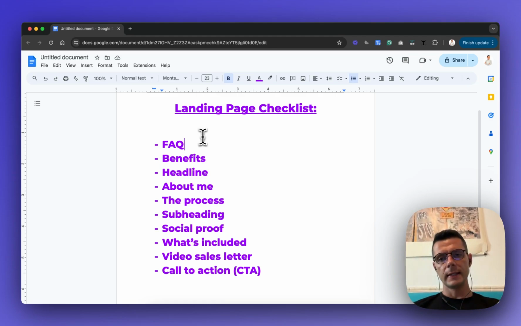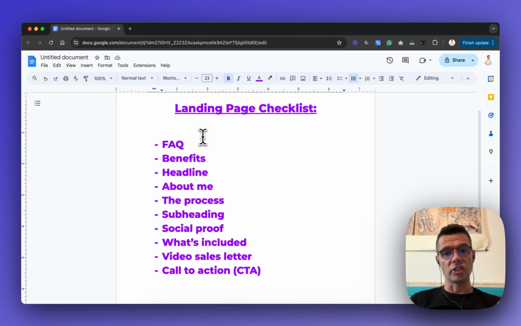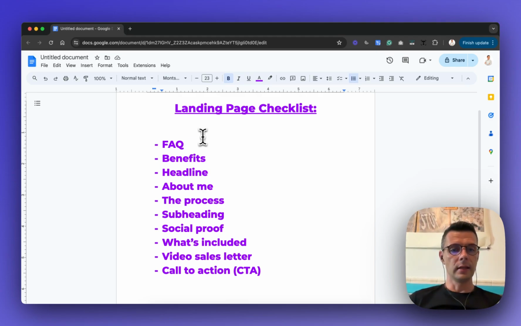It usually goes between 3 and 5. Personally, on my landing page it's between 3 and 5. Some people have 10, 15. It depends on your service and your experience, and how much information you want to share with people.